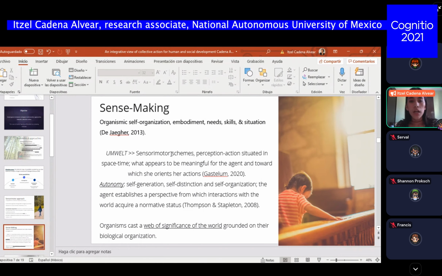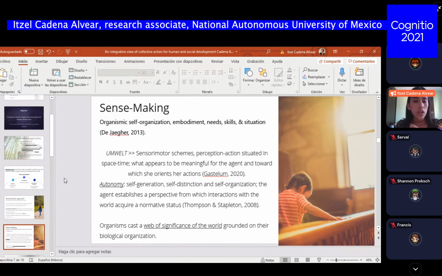We are taking into account also the sensory motor schemes or sensory motor regularities, the perception and action situated in the space time that will guide what appears to be meaningful for the agent and toward which the agent orients her actions. So, in this sense, agents actively make sense of their environment in terms of how it affects them. And the sense making is based on the concept of autonomy.